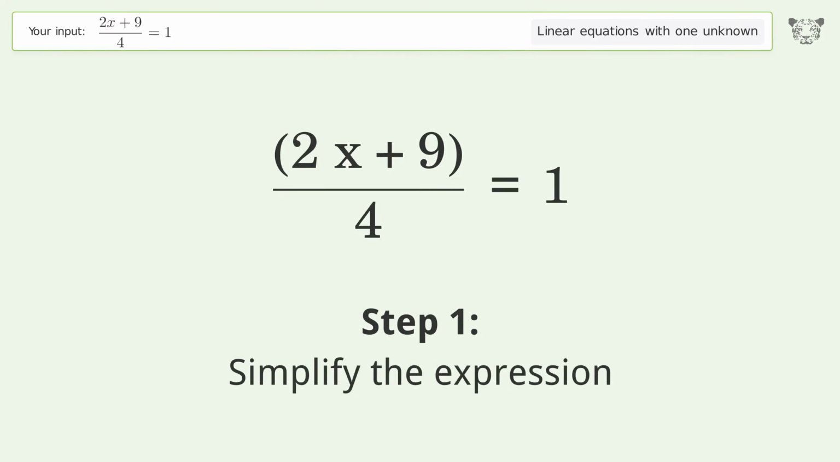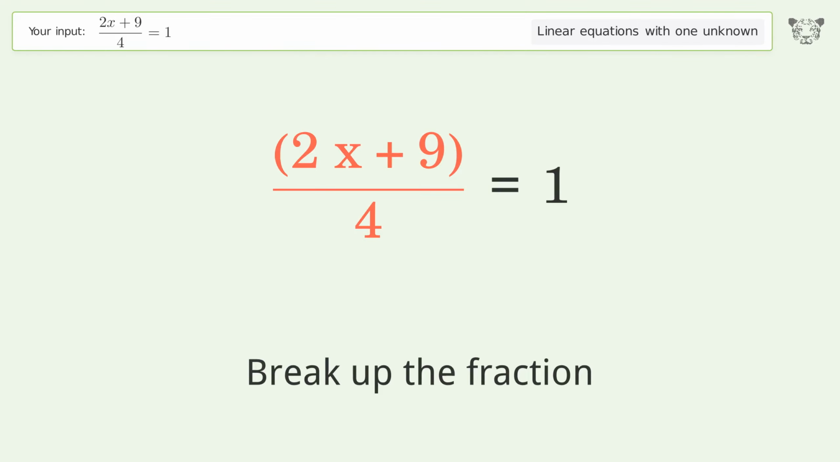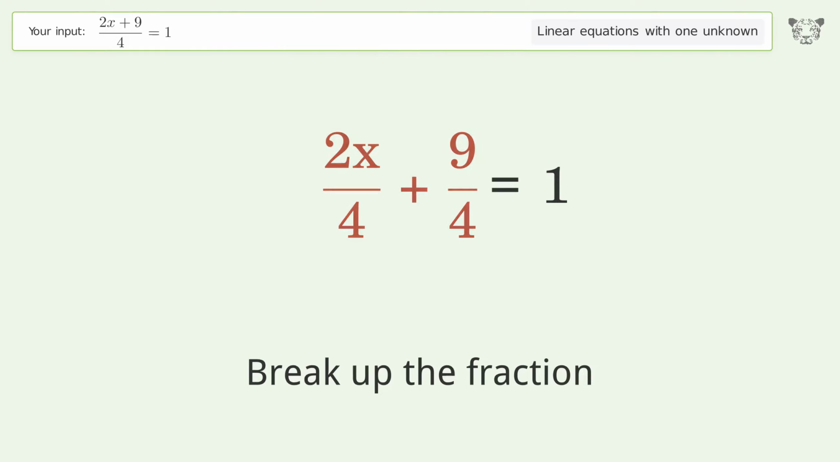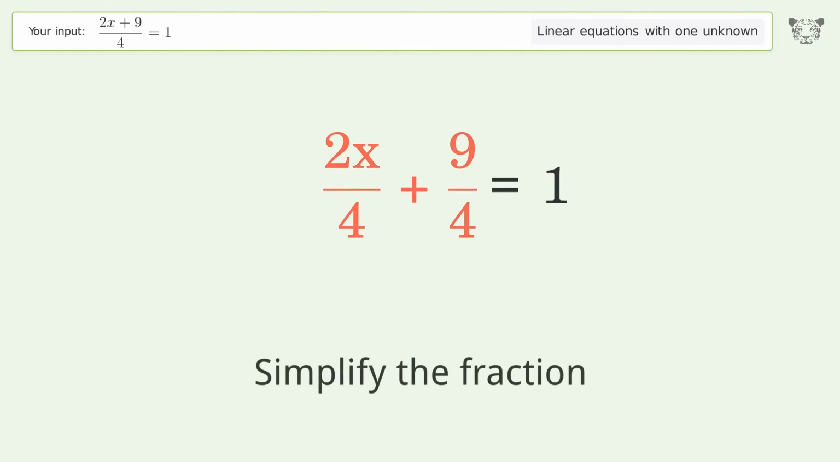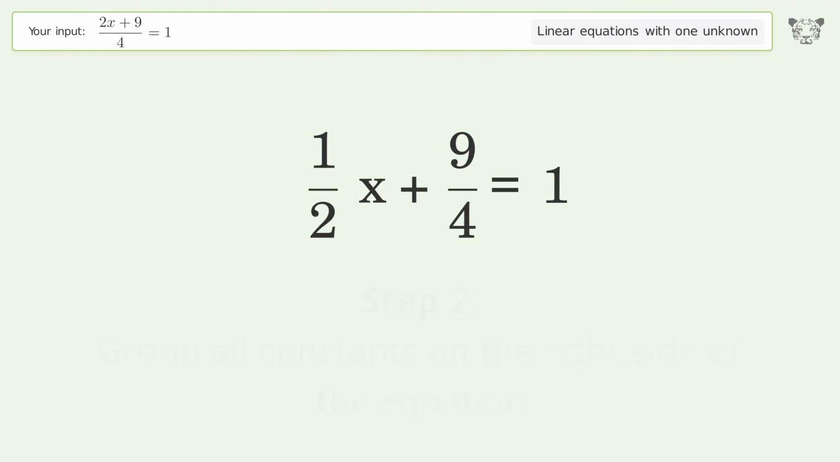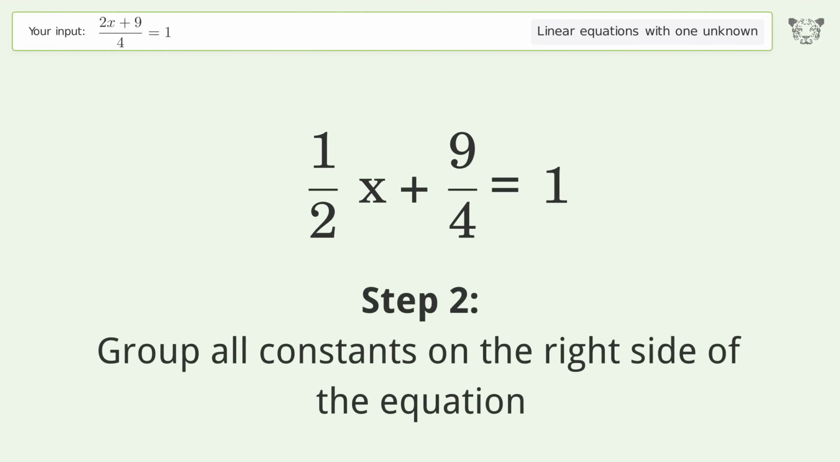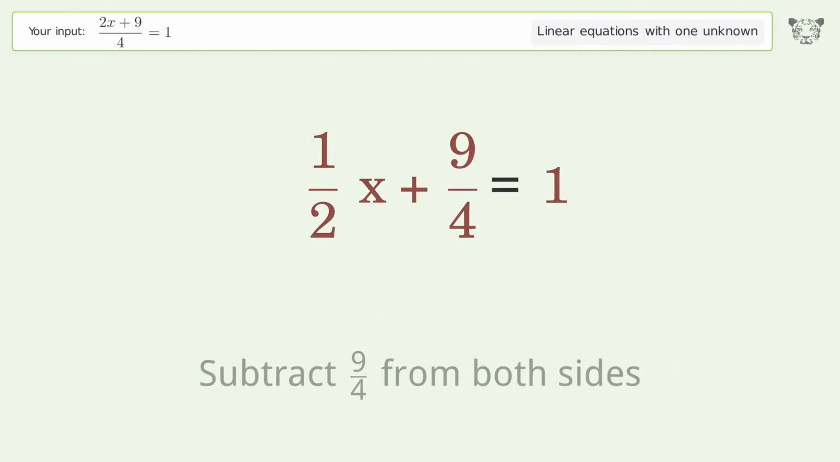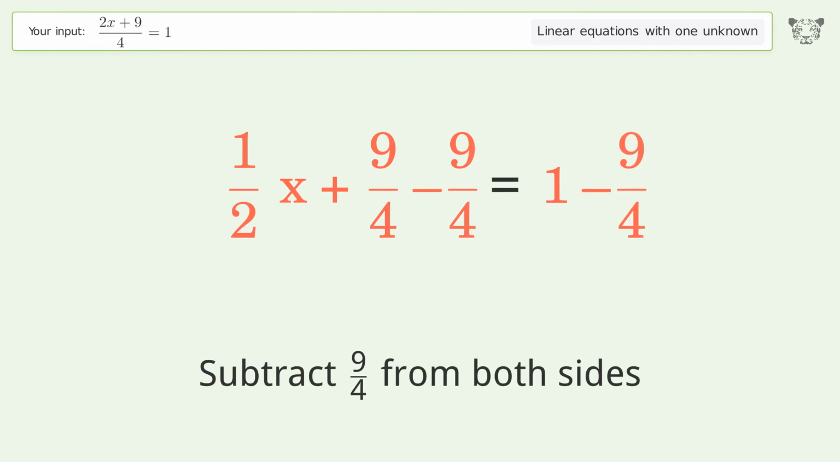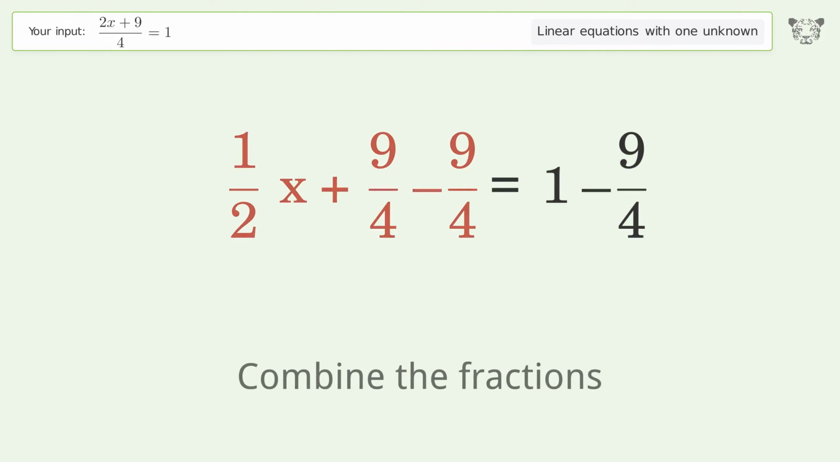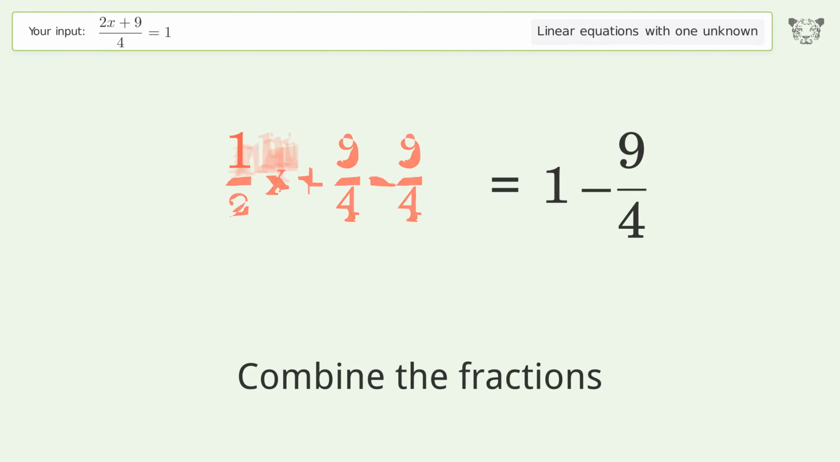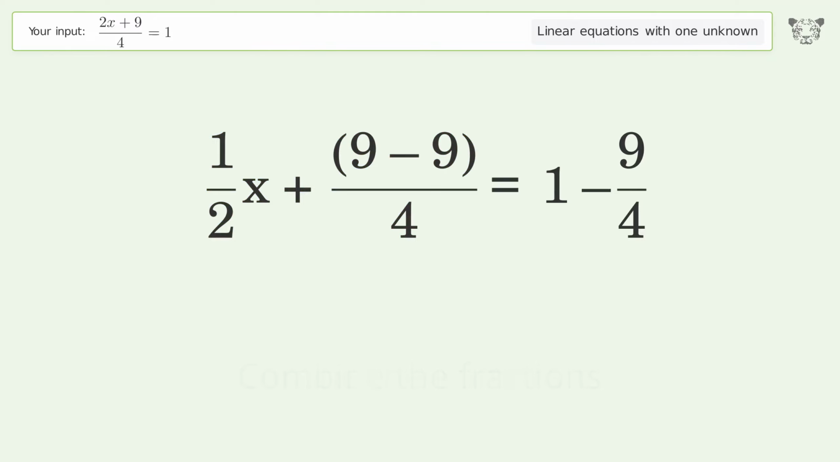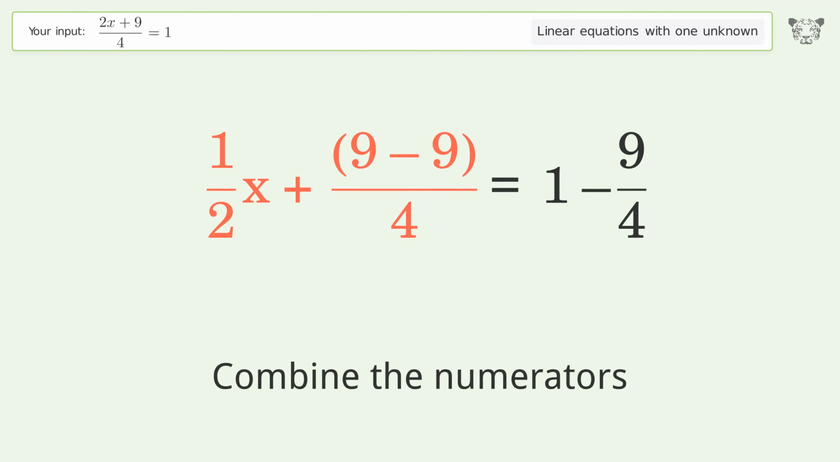Simplify the expression. Break up the fraction. Simplify the fraction. Group all constants on the right side of the equation. Subtract 9/4 from both sides. Combine the fractions. Combine the numerators.